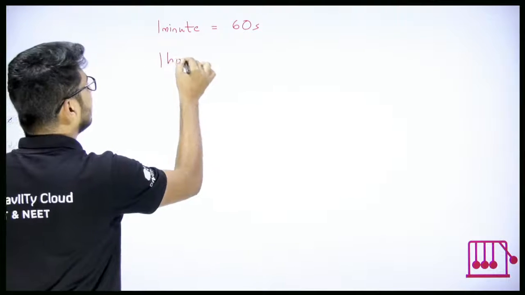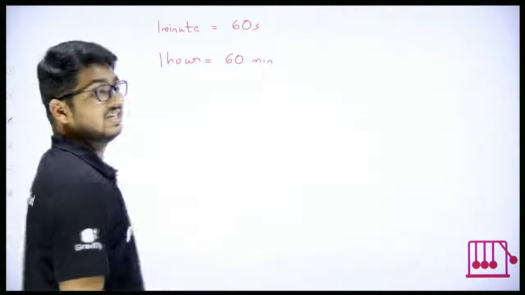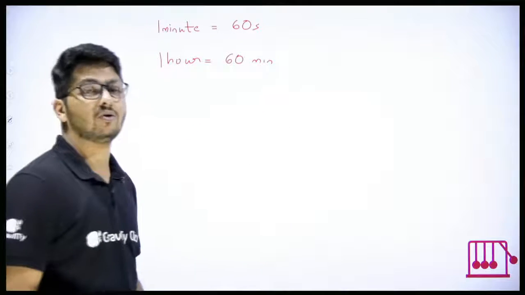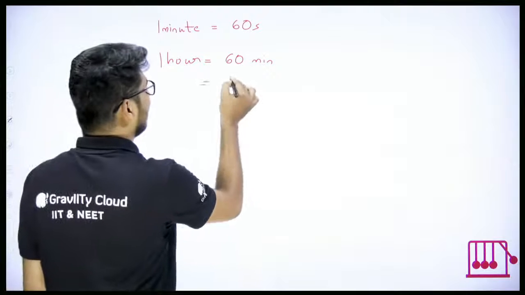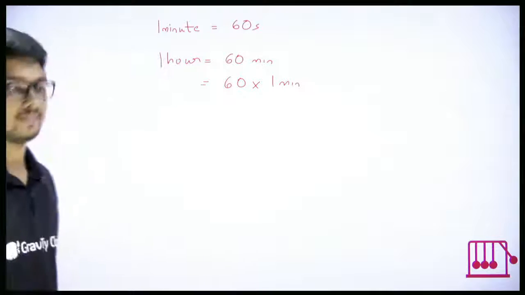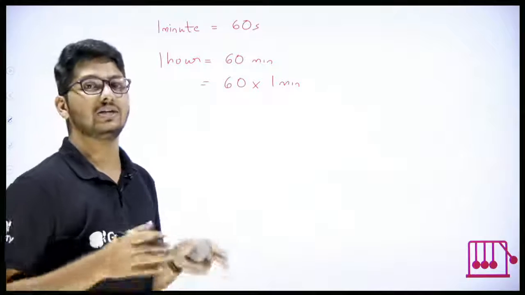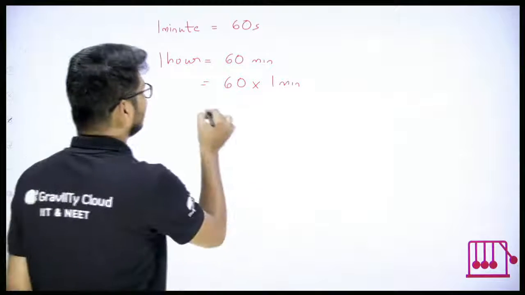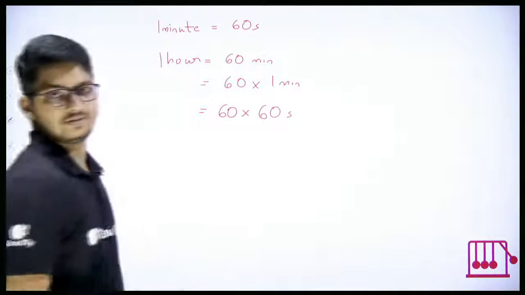Then you have 1 hour. What is 1 hour equal to? 1 hour is equal to 60 minutes. MIN will refer to minutes. So 60 minutes. Now, can I write this as 60 into 1 minute? 60 into 1 is equal to 60. So 60 minutes can be written as 60 into 1 minute. And how much is 1 minute equal to? 60 seconds. So 60 into 60 seconds.